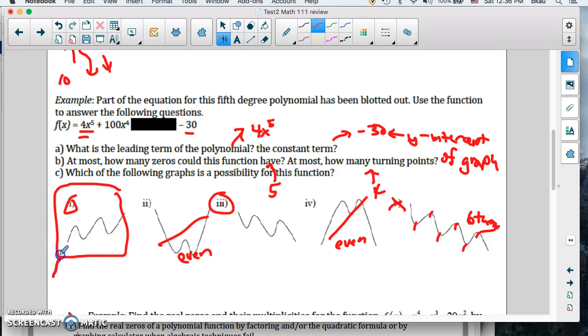Because this is increasing most of the time, except for the little waves. This is going down as it goes to the right. So it's letter I because of that. Now, remember, it has to cross at 30 or negative 30.